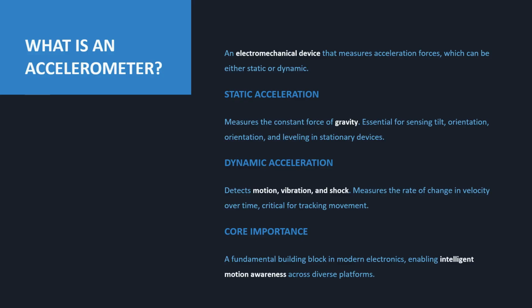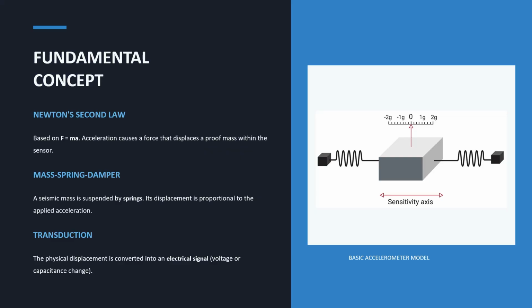Fundamental physical principle. The operation of accelerometers is based on Newton's second law of motion, which states force equals mass multiplied by acceleration, or F = ma. Inside an accelerometer, there is a small internal mass called a proof mass, also known as a seismic mass. This mass is suspended using tiny springs within the sensor structure.